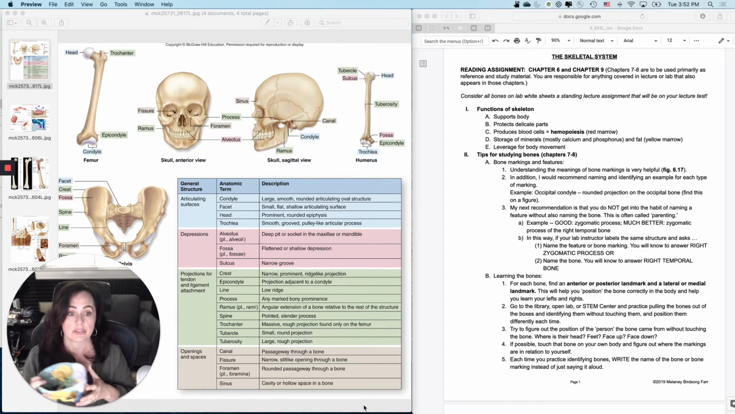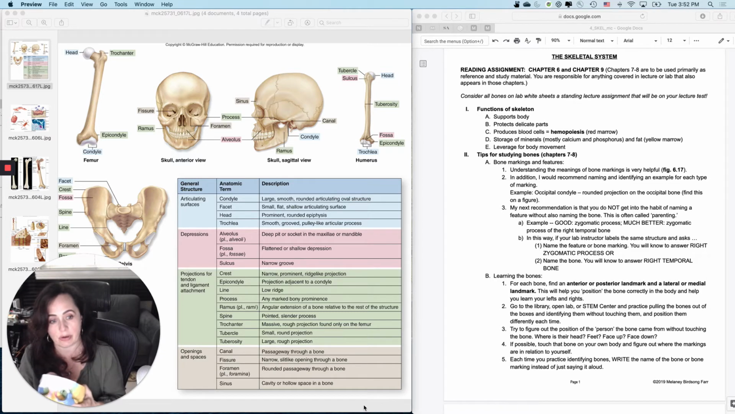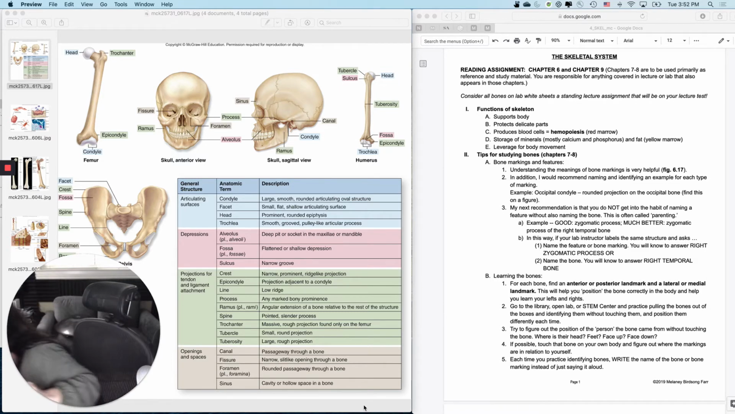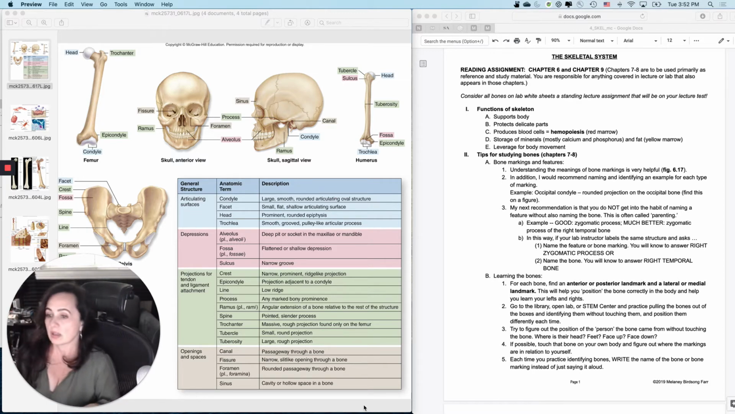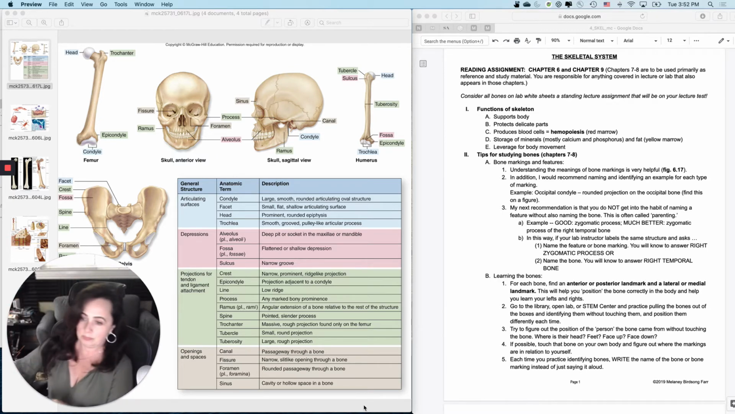And then a couple more tips for you guys. When you get to doing the bones, especially of the appendicular skeleton, I'll grab some for you.